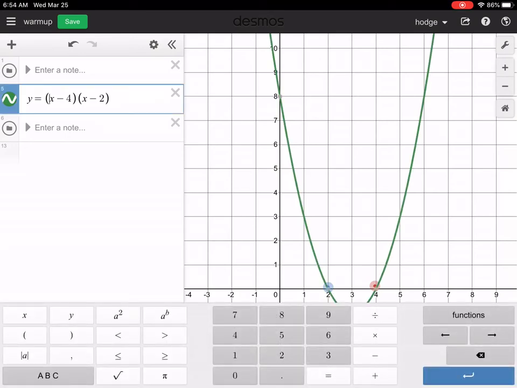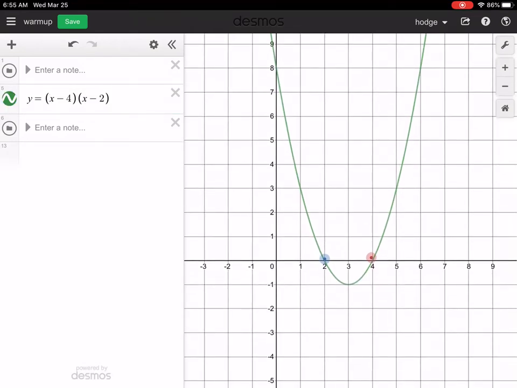If you plugged a 4 in for x, that first set of parentheses would be 0. The second set of parentheses would be 4 minus 2 is 2, and if we multiply those together, we would get a 0 for the y value. Same sort of thing with the 2. If we plugged a 2 in for each of the x's, we would get a y value of 0, so the x-intercepts are at 2 and 4.